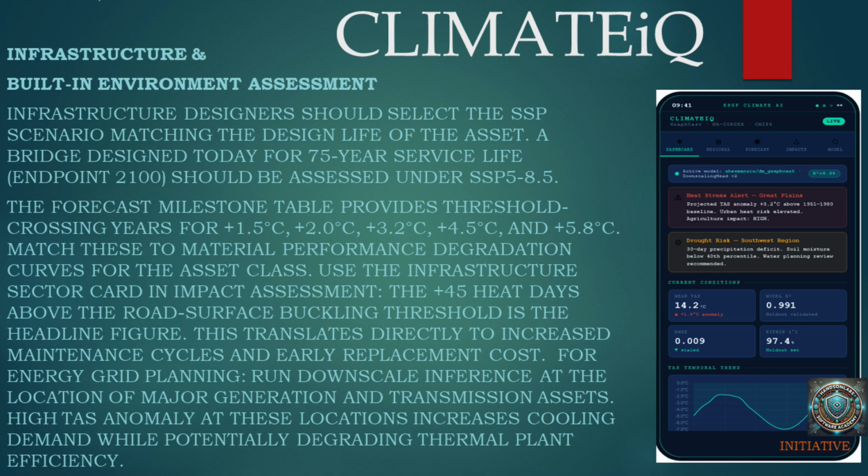Use the infrastructure sector card in impact assessment. The plus 45 heat days above the road surface buckling threshold is the headline figure. This translates directly to increased maintenance cycles and early replacement costs. For energy grid planning, run downscaled inference at the location of any major generation and transmission assets. The high temperature anomaly at these locations increases cooling demand while potentially degrading thermal plant efficiency.